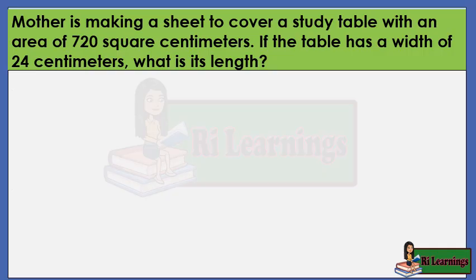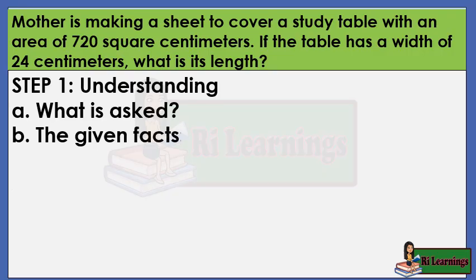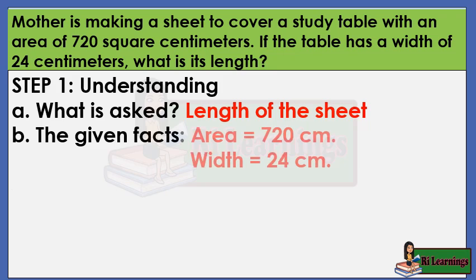Mother is making a sheet to cover a study table with an area of 720 square centimeters. If the table has a width of 24 centimeters, what is its length? Step 1. Understanding. A. What is asked? Length of the sheet. B. The given facts. Area equals 720 square centimeters. Width equals 24 centimeters.